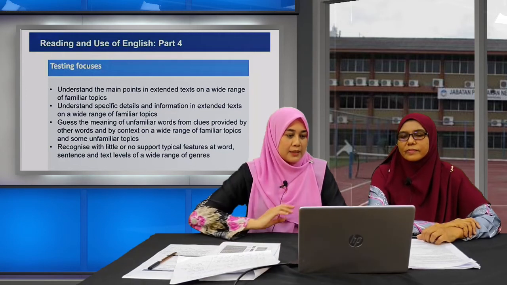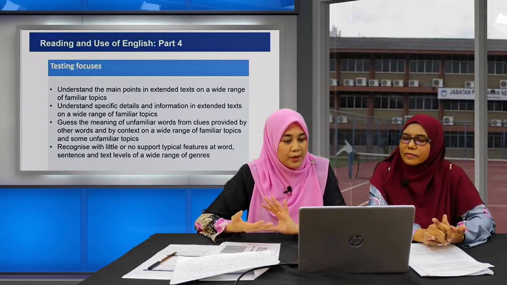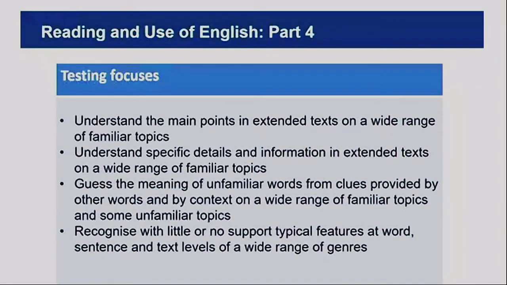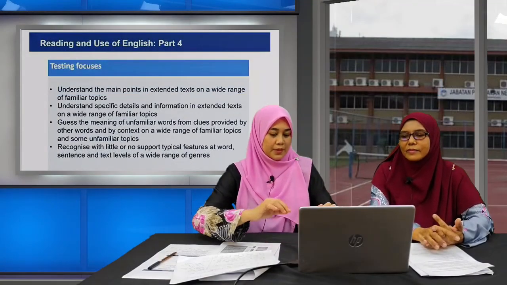So basically this part focuses on understanding the main points in extended texts on a wide range of familiar topics, and understanding specific details and information in extended texts on a wide range of familiar topics, and guessing the meaning of unfamiliar words from clues provided by the other words and by context on a wide range of familiar topics and some unfamiliar topics, as well as recognizing with little or no support typical features at word, sentence and text levels of a wide range of genres. So that's all about part 4.